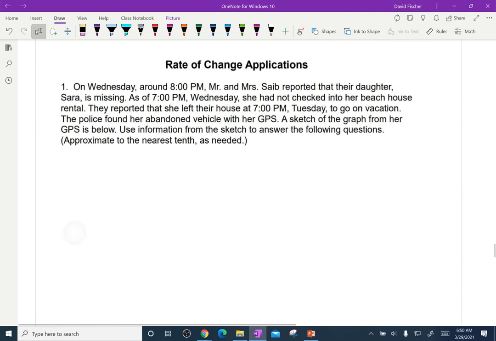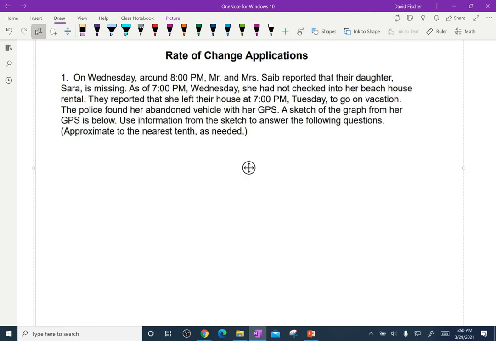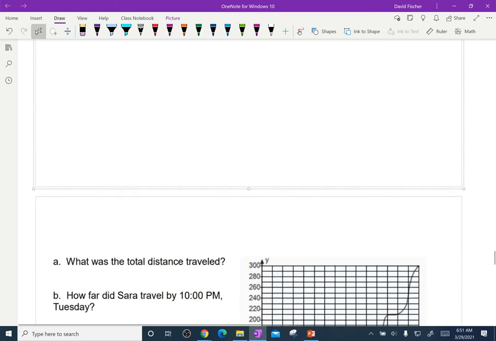So now here's your homework. This is a forensic case. On Wednesday around 8 p.m., this person reported that their daughter Sarah was missing as of 7 p.m. Wednesday; she had not checked into her beach house rental. They reported that she left the house at 7 p.m. Tuesday to go on a vacation. The police found her abandoned car with a GPS. A sketch of the graph from the GPS is below. Use information from the sketch to answer the following questions. Approximate to the nearest tenth as needed.